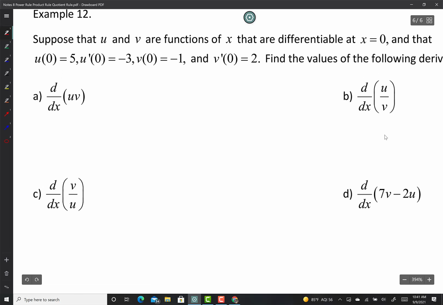All right, here we go. All right, guys, focus. Let's see if we have conquered the product, quotient, and just little rules of derivatives here. So example 12, letter A. I have UV. I need the derivative of that. So first give me the derivative rules. Perfect. Yes. That's the product rule.